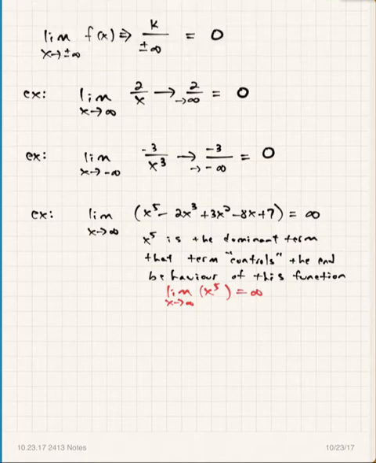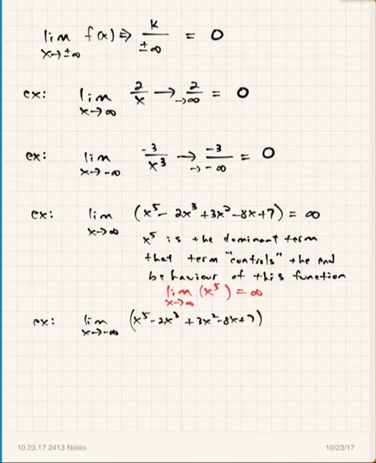All right. The limit as x decreases without bound of x to the 5th minus 2x cubed plus 3x squared minus 8x plus 7. Same function, but now we're talking about the limit as x decreases without bound. X to the 5th, it's a limit at infinity. And so x to the 5th is the dominant term.